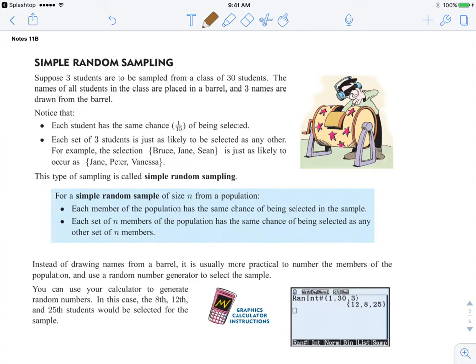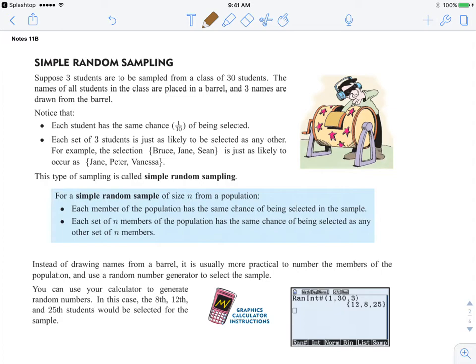So a simple random sample of n members from a population: the definition is that each member of the population has the same chance of being selected in that sample, and each set of n members of the population has the same chance of being selected. Instead of drawing names from a barrel, it's sometimes possible to use a random number generator. You can do these on computers too, and on websites.